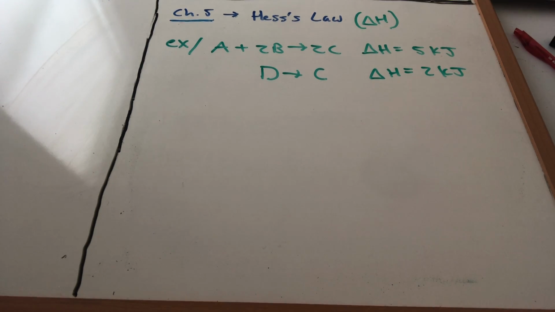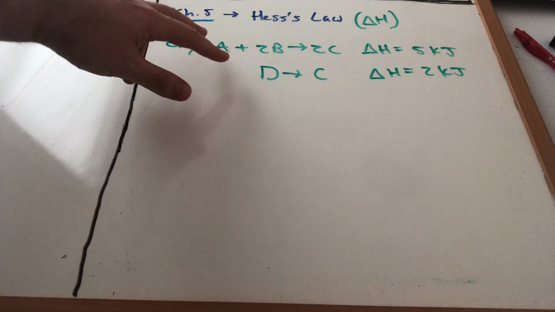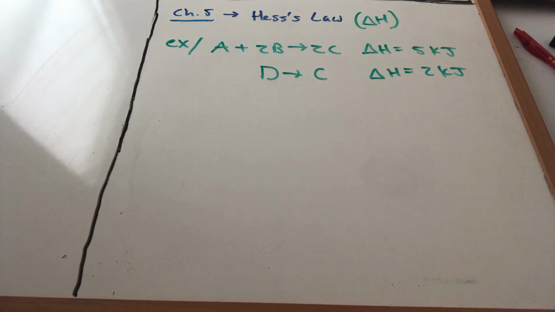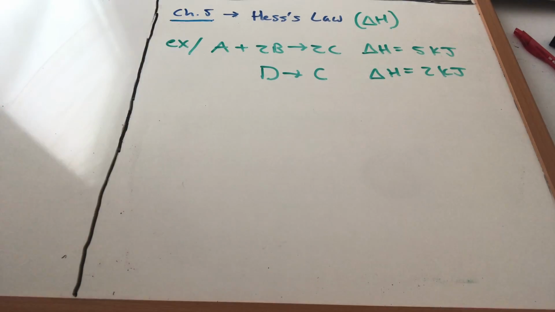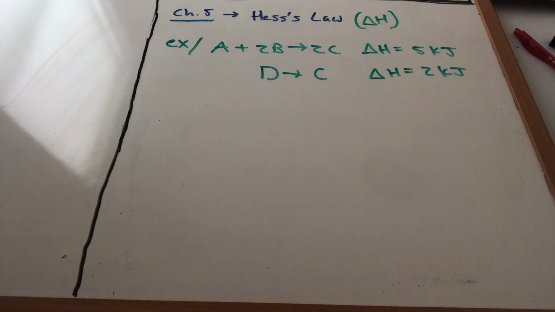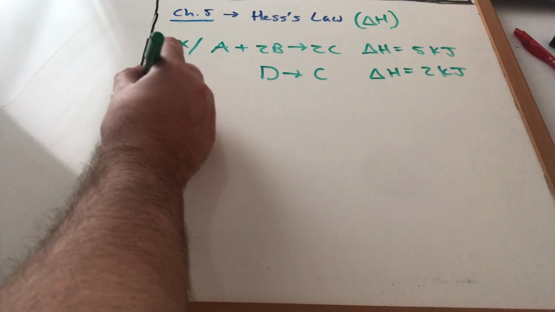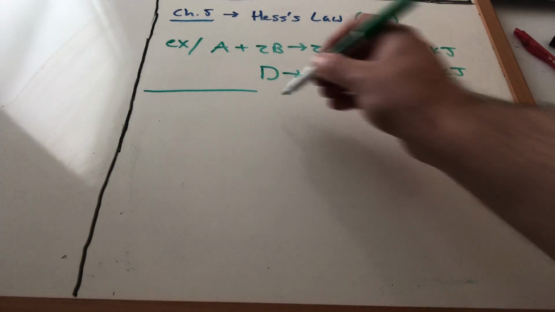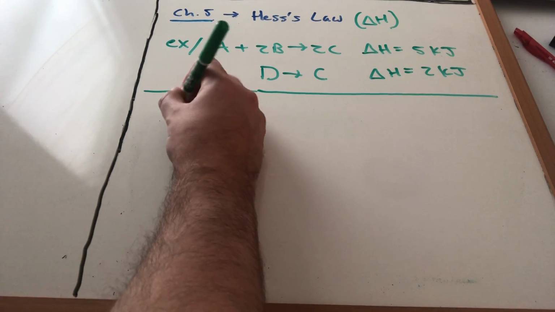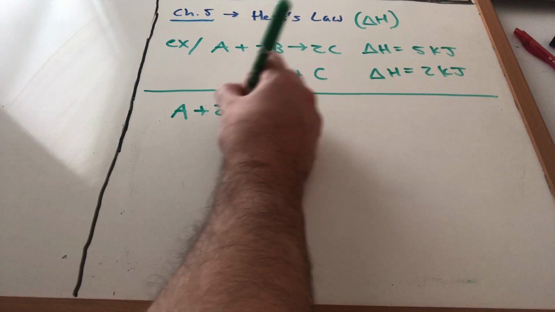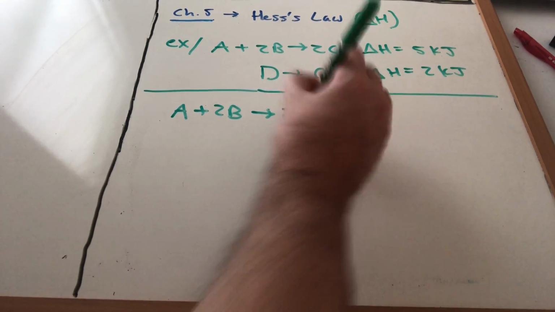So every Hess's law problem has the same structure. You'll be given 2 or more reactions at the top. These are our individual reactions, okay? Then you have a target you're trying to hit, okay? So I'm going to write the target underneath this. And the target is A plus 2B gives 2D.